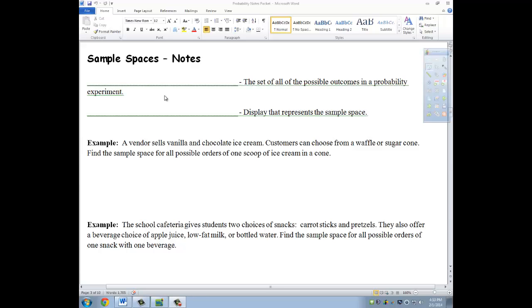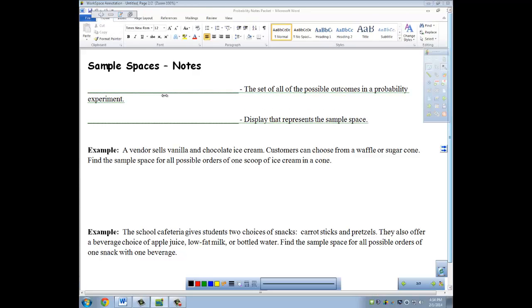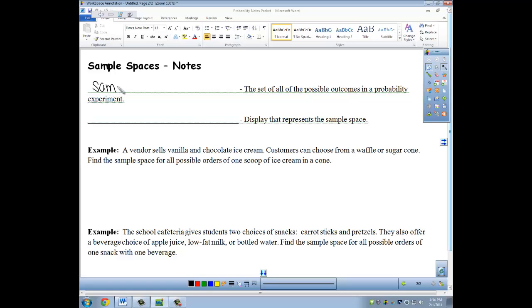Hey, today we're going to be talking about sample spaces. So our first blank is obviously going to be sample space. And sample space is the set of all possible outcomes in a probability experiment. So it's every single option that could happen when you're given more than one choice.